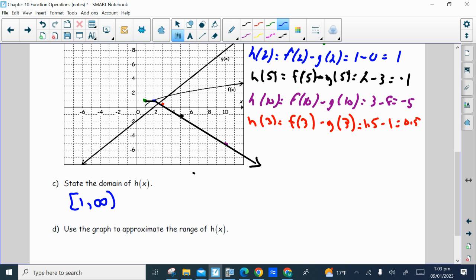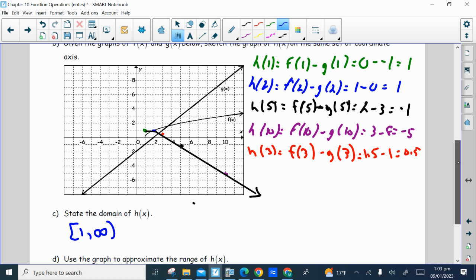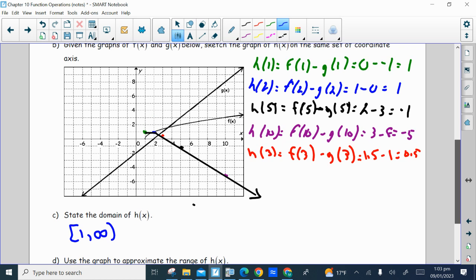Can't hear you. Which one is what? They're labeled on the graph. F is the curve, G is the line. The graph of what? Graph of G.